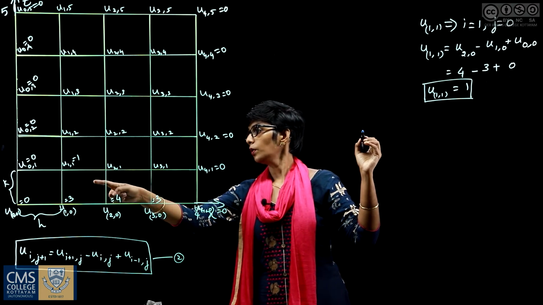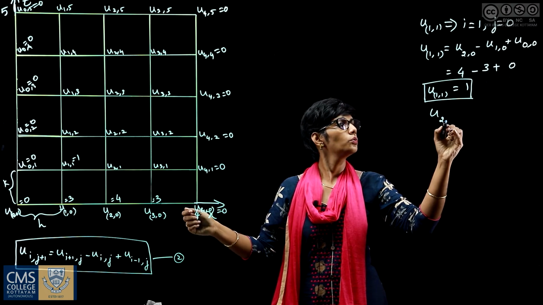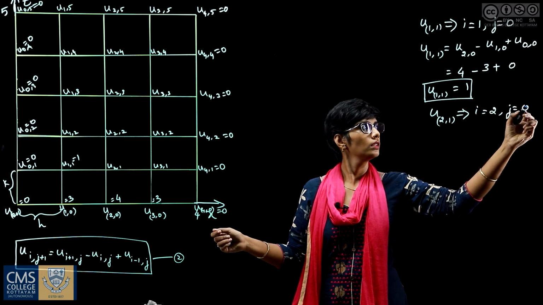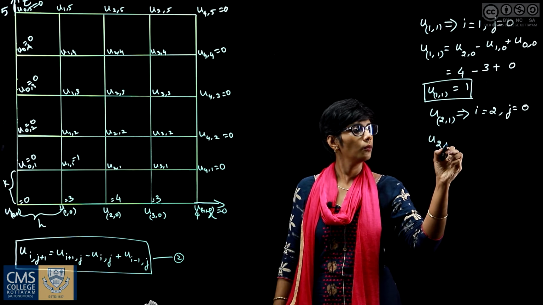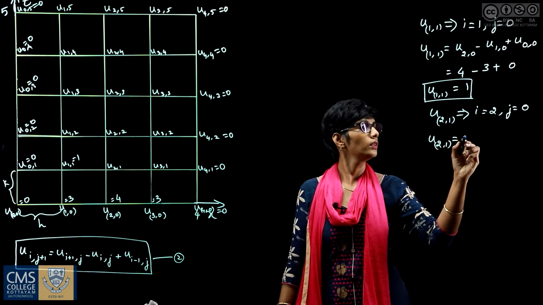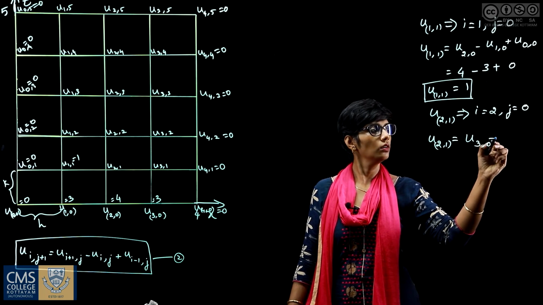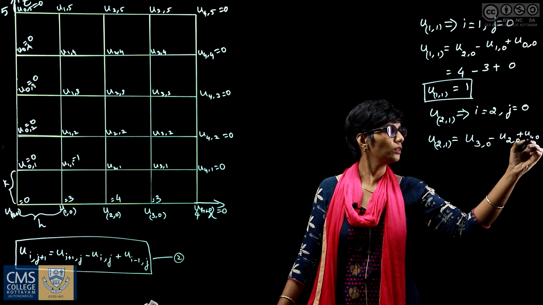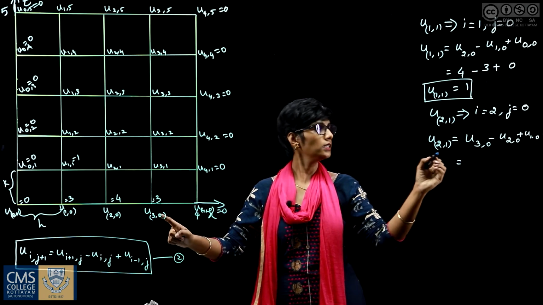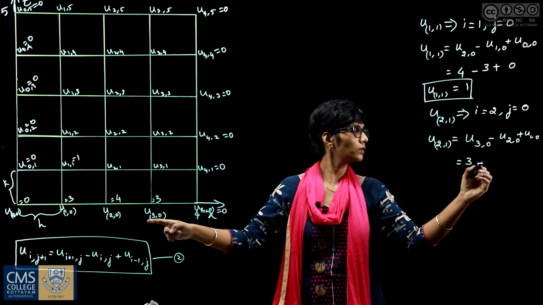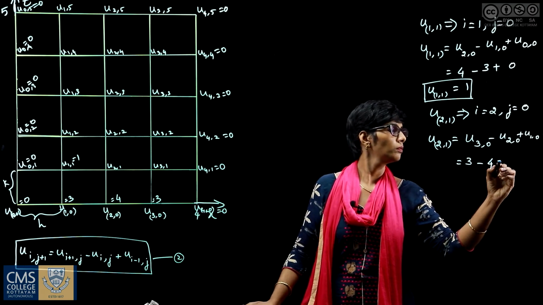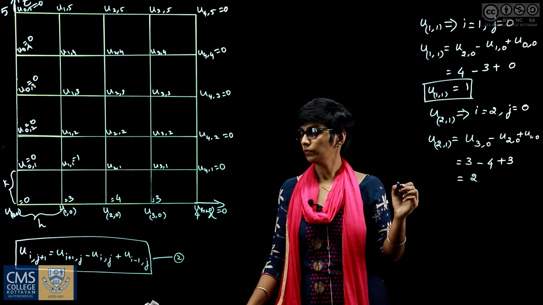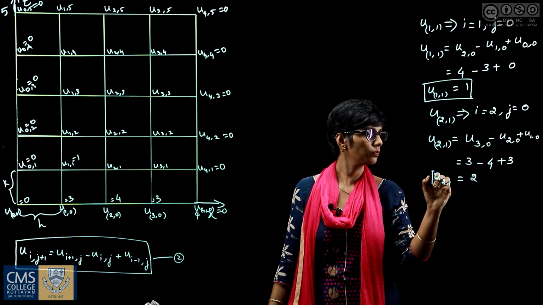Next is u of 2 comma 1. For that i is equal to 2 and j is equal to 0. So u of 2 comma 1 is equal to u of 3 comma 0 minus u of 2 comma 0 plus u of 1 comma 0. u of 3 comma 0 is 3, u of 2 comma 0 is 4, u of 1 comma 0 is 3. So we have the value 2. So u of 2 comma 1 is 2.